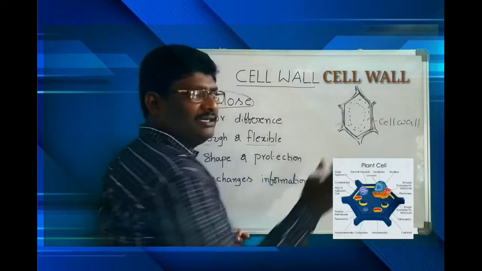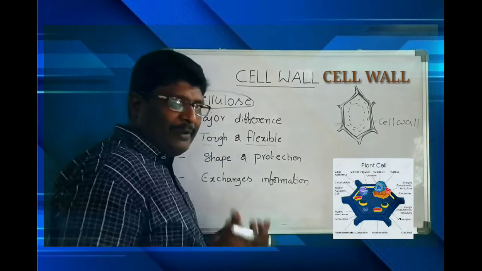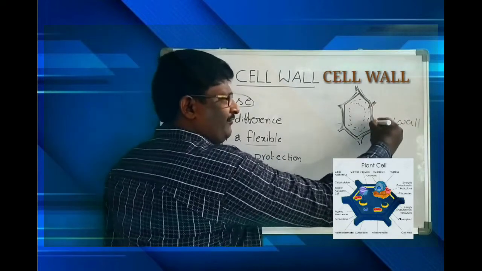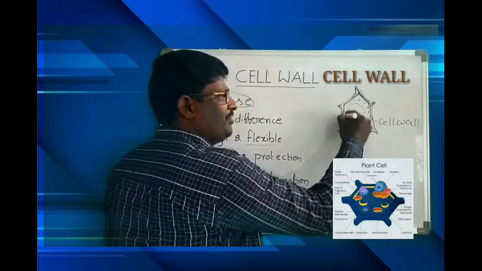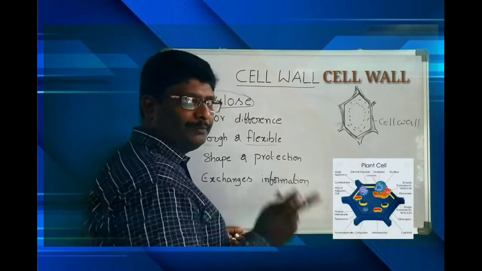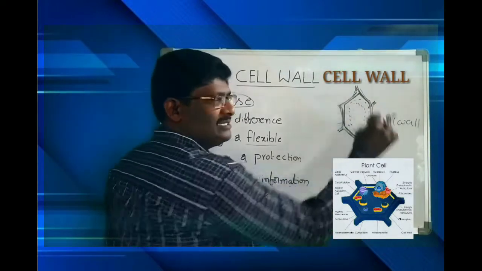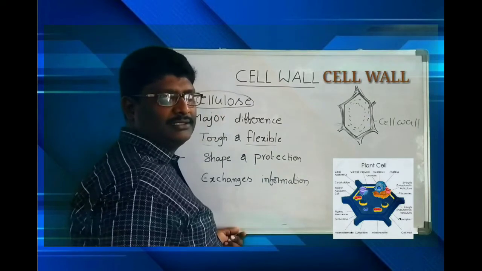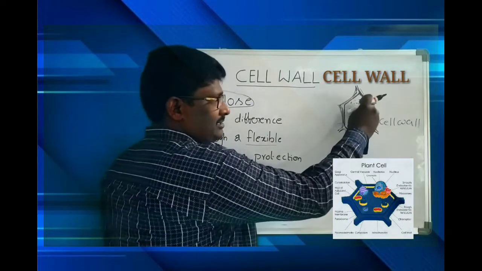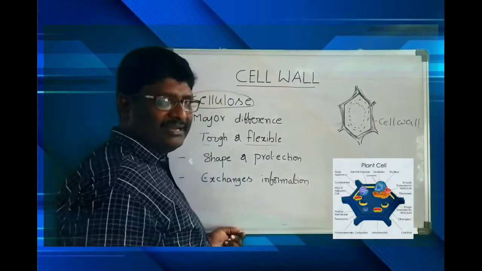The plant cells do not burst. Why? Because there is a tough and flexible layer, the cell wall, surrounding the cell. The cell wall protects it from this cell sap pressure.